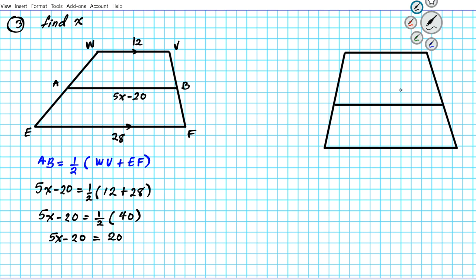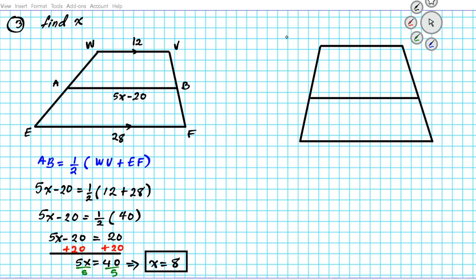To get x by itself, we're going to add 20 to both sides and divide by 5. Let's do it. So add 20 to both sides. We're just solving, flexing our algebra muscles right now. So you have 5x is equal to 40. And then to get x isolated, you divide both sides of the equation by 5. And your final answer, the value of x, is 40 divided by 5, which is 8. Bam. There goes the answer to question number 3.